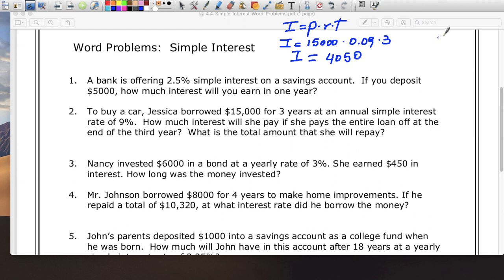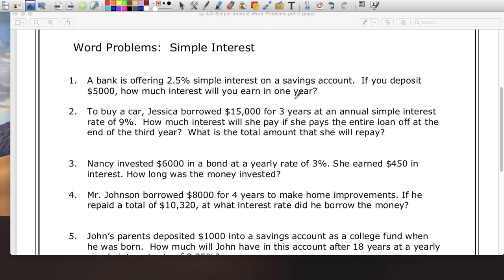$4,050. So you borrowed $15,000, right? So you owe the bank already $15,000 plus you're going to have to pay $4,050 as interest, right? I mean, nobody is going to give you that amount of money for free. So when you pay everything back, you actually end up paying the bank $19,050. So you definitely pay a little bit more than what you initially borrowed, which was $15,000. Okay.